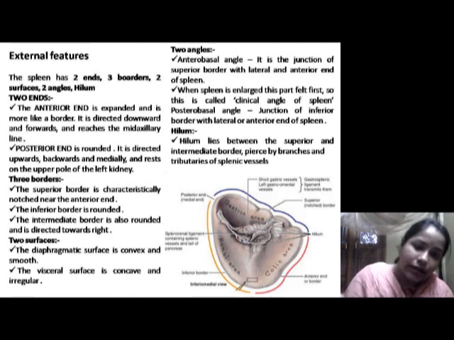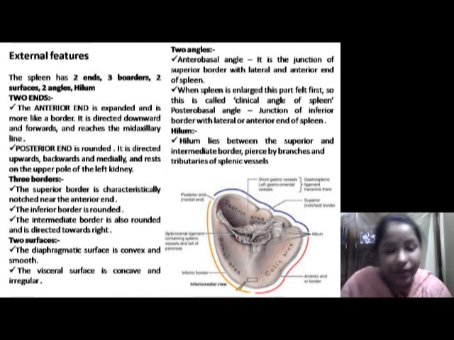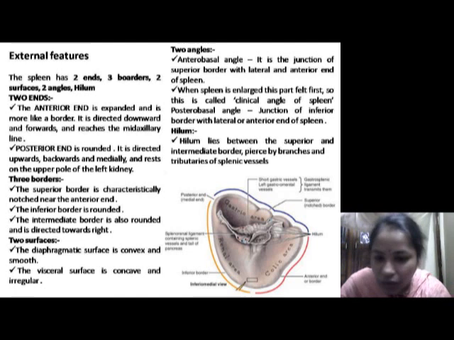And anteriorly the border separates the surface from the concave visceral surface where the hilum is found. Hilum is the part where vessels enter and leave the organ. Okay.